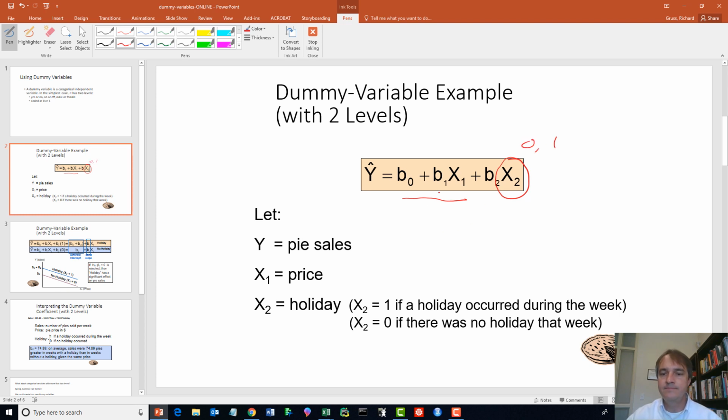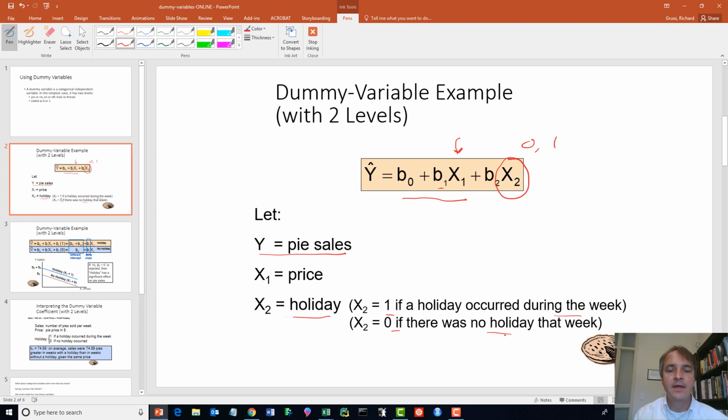In this case, we're going to use our old example of pie sales. We're going to try to predict pie sales. And once again, our x1 variable is going to be price, and we've seen this coefficient estimated before. Now this second variable is going to indicate whether or not a holiday occurred during that week. So it's going to be a 1 if there was a holiday, and a 0 if there was no holiday. Quite an easy encoding.